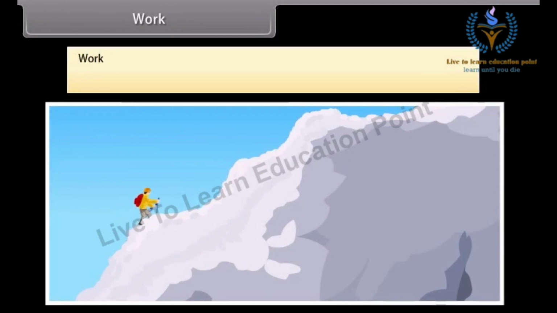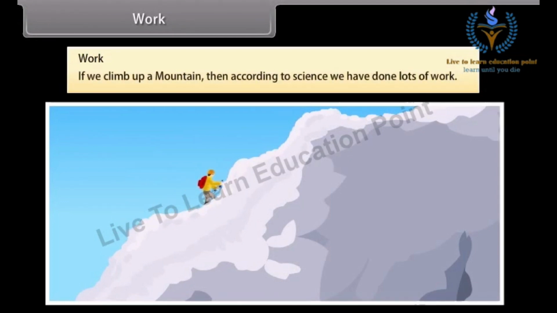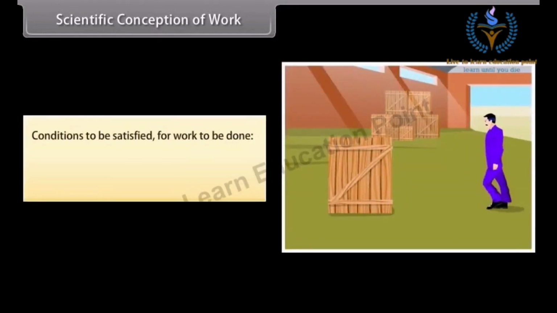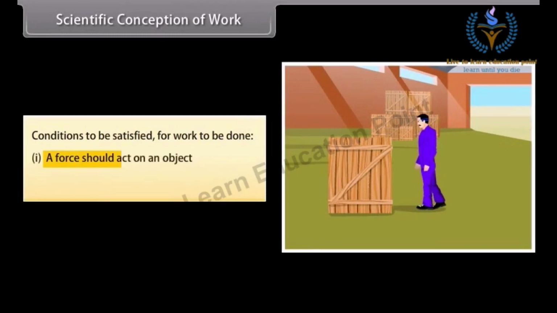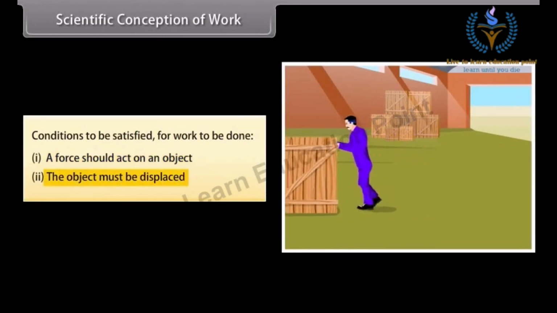For example, if we climb up a cliff, then according to science, we have done lots of work. Scientific conception of work. For work to be done, these two conditions should be satisfied. First is, a force should act on an object. Second is, the object must be displaced.